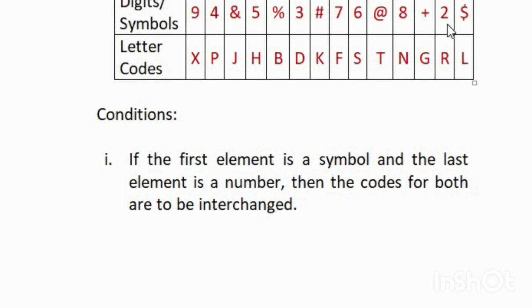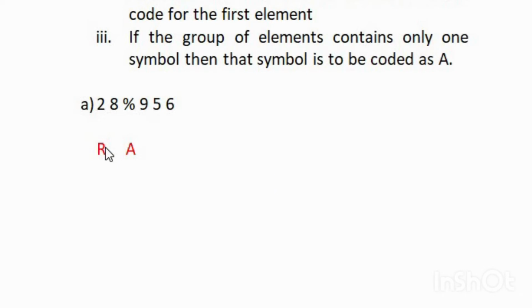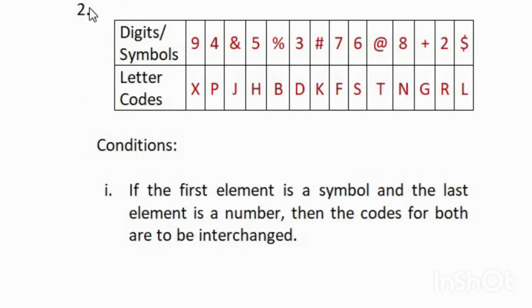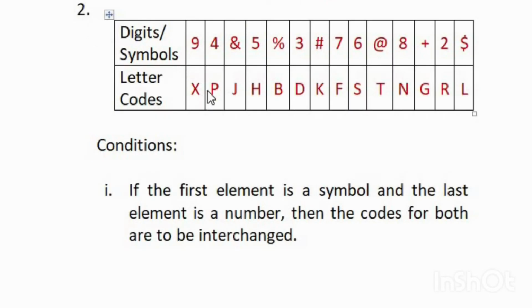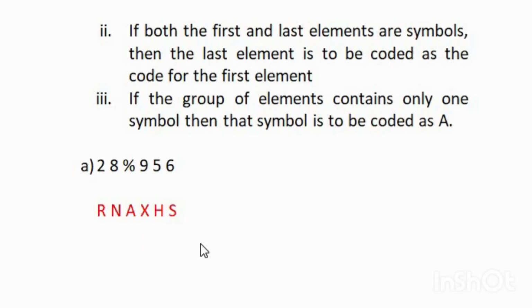From the table, 2 is coded as R. So instead of 2 we can write R. Now for 8 the symbol is N. So we can write N here. Now the next numbers are 9, 5 and 6. From the table, for 9 it is X, for 5 it is H, and for 6 it is S. Like this. So the required answer is R, N, A, X, H, S.